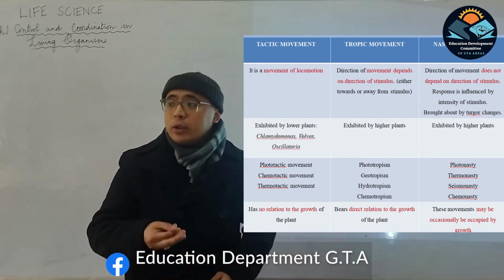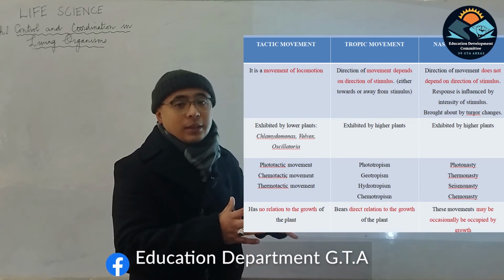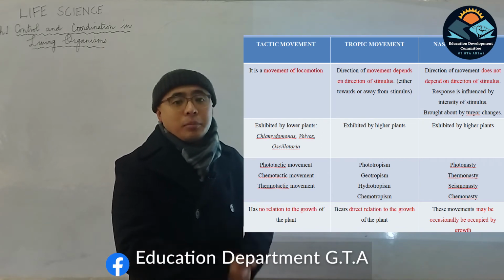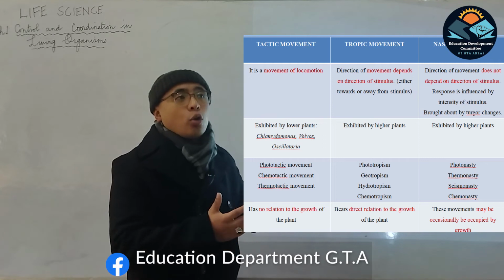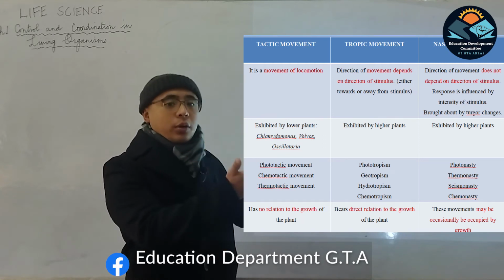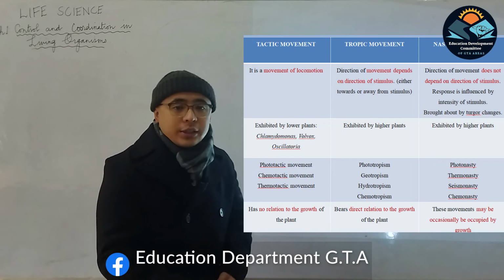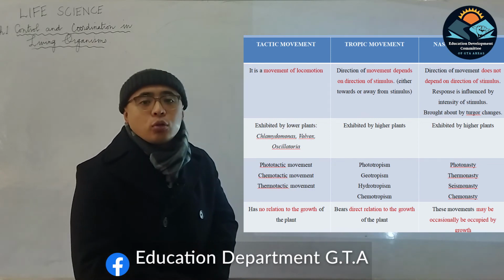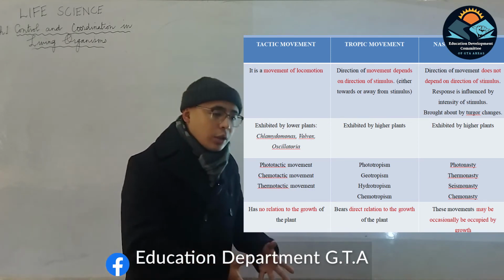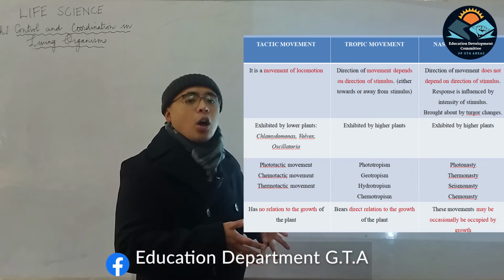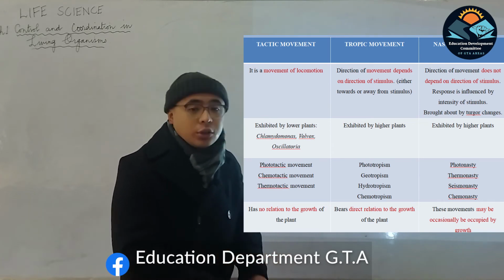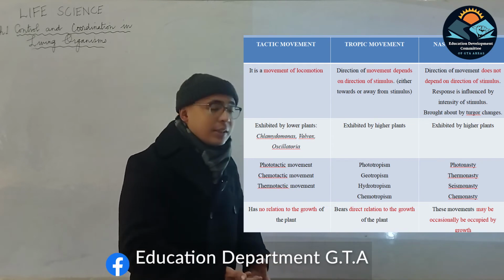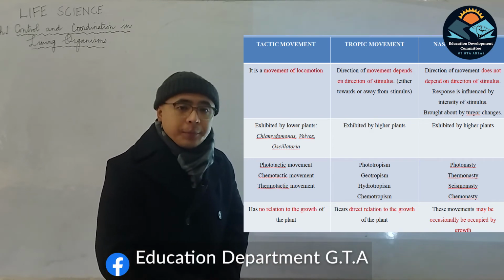This can be seen when you look at the shoot system of the plant. The shoot system of the plant grows towards light or grows upwards. So we can say that the shoot system of the plant is positively phototropic. Similarly, the root system of the plant grows away from the light. It grows into the soil away from the light.